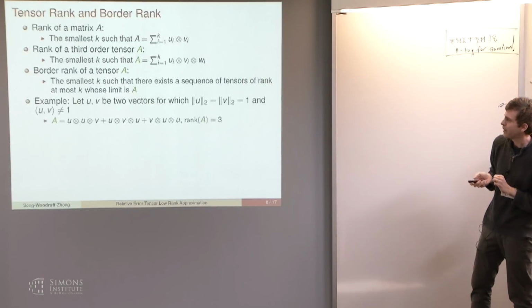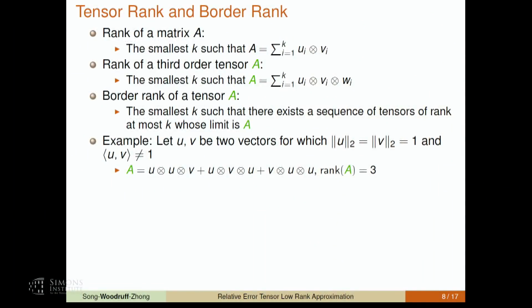OK, so consider two vectors u and v. They're unit vectors, and they're not equal to each other. And let me define the following third order tensor A. The details are not important, but let me just say them. It's u cross u cross v plus u cross v cross u plus v cross u cross u. You can show the rank of this tensor is 3. It can't be expressed as a smaller ranked tensor.